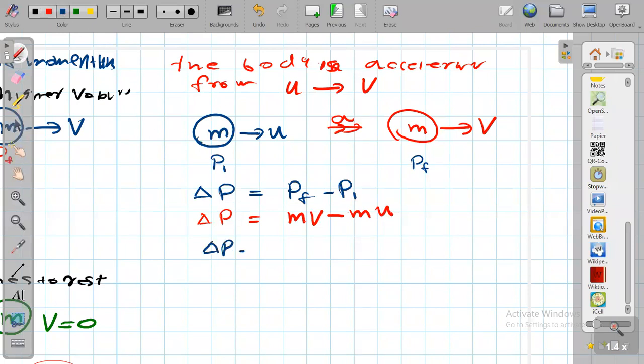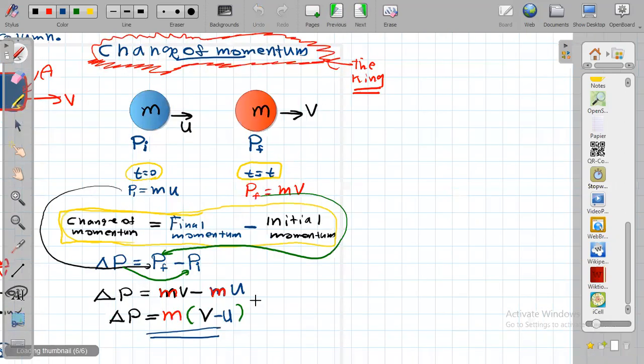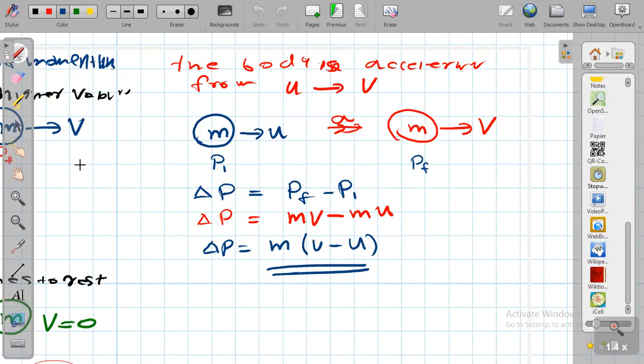So the delta p is really simple: m(v minus u). Right, the similar thing. Quickly copy. We actually obtained this in the previous one. Here also the same thing. That's why I'm doing it real fast.